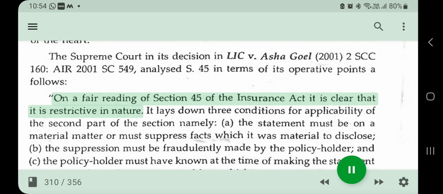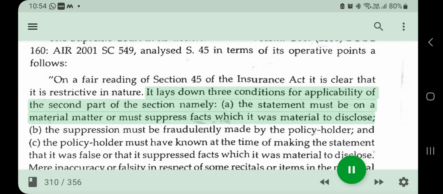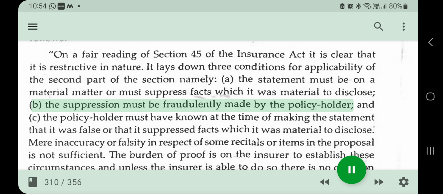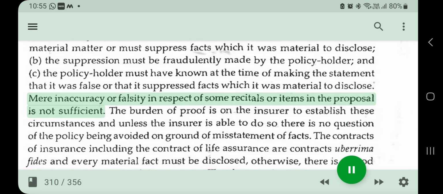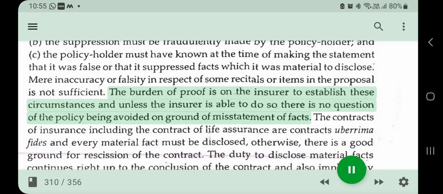On a fair reading of Section 45 of the Insurance Act, it is clear that it is restrictive in nature. It lays down 3 conditions for applicability of the second part of the section, namely, a. The statement must be on a material matter or must suppress facts which it was material to disclose. b. The suppression must be fraudulently made by the policyholder. And c. The policyholder must have known at the time of making the statement that it was false or that it suppressed facts which it was material to disclose. Mere inaccuracy or falsity in respect of some recitals or items in the proposal is not sufficient. The burden of proof is on the insurer to establish these circumstances, and unless the insurer is able to do so, there is no question of the policy being avoided on ground of misstatement of facts.